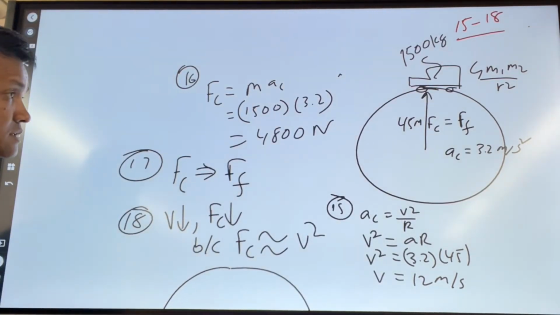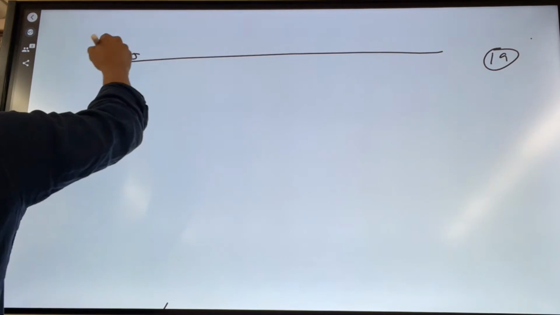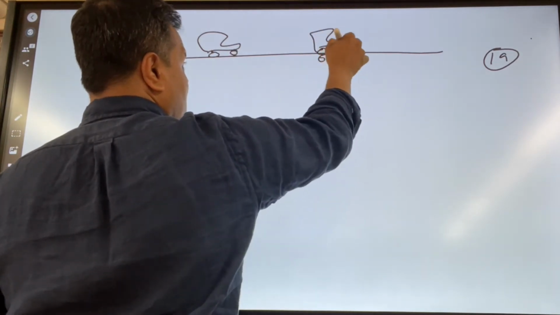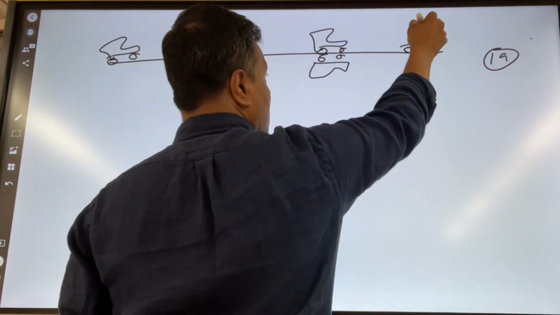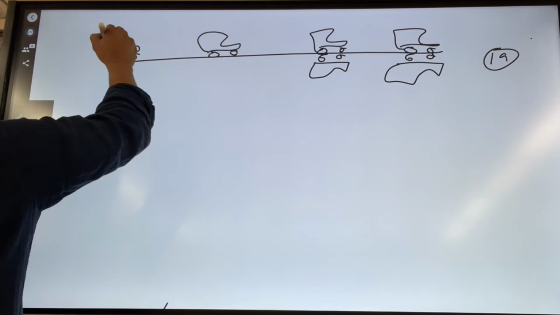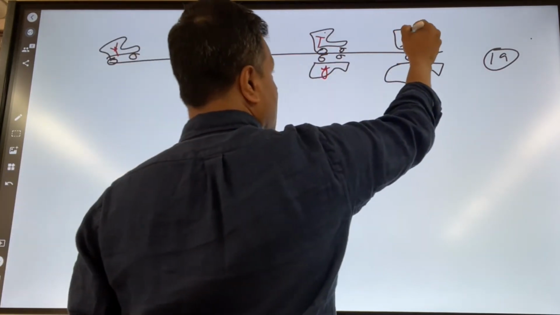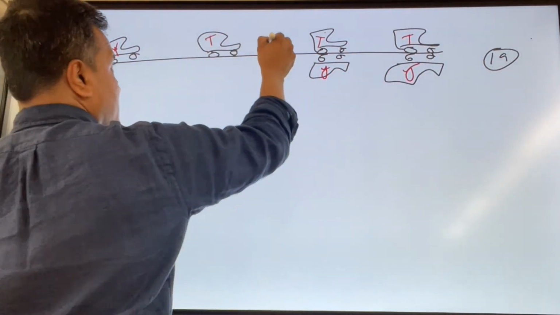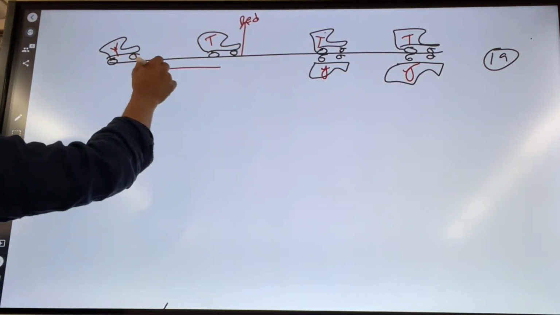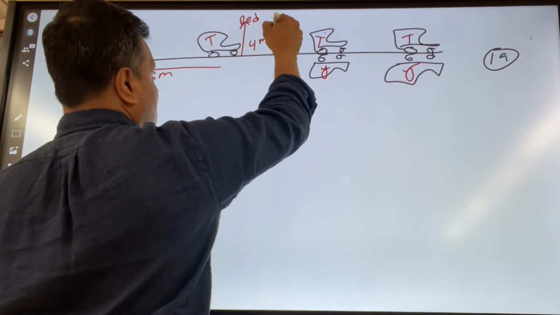All right, good. Number 19 is very simple. You have a car, 1, 2, 3, 4. All right, so this is you, this is Tesla, this is you, this is Tesla. Here is the red light. You are 6 meters behind the Tesla. Tesla is accelerating at 4 meters per second square.